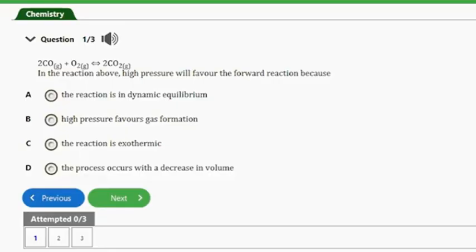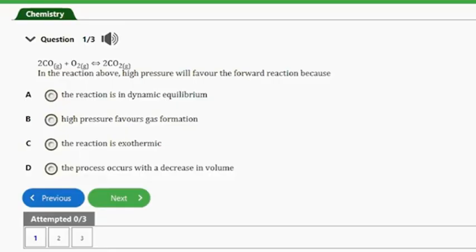The answer to this question is option D, and that's because the process occurs with a decrease in volume. High pressure favors the forward reaction here because it occurs with a decrease in volume. This is actually seen here as a decrease in the number of moles of the gaseous species, so that translates to a decrease in the volume for this expression. That's the reason why high pressure will favor the forward reaction in this expression.